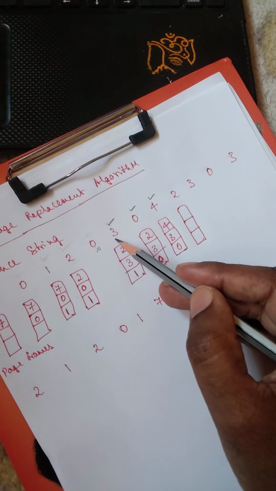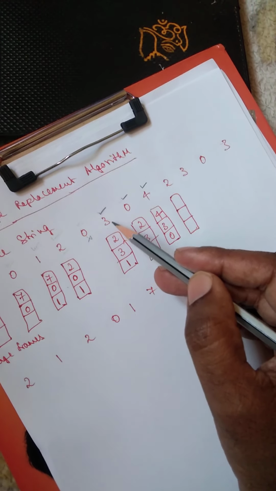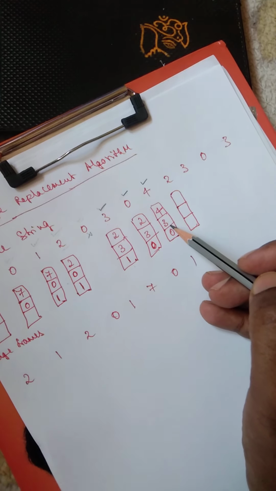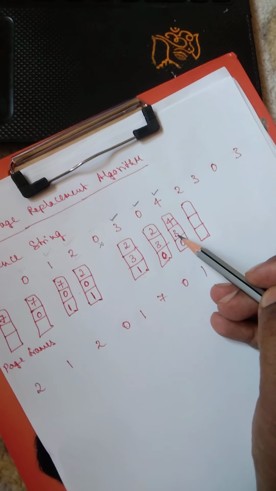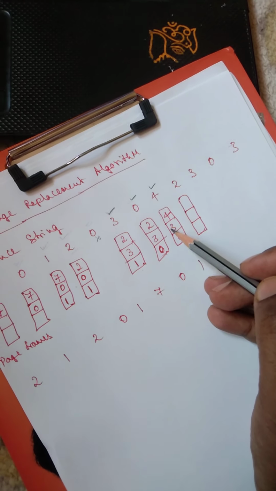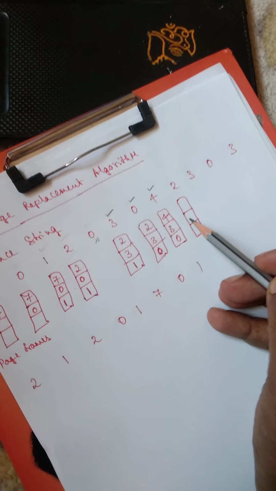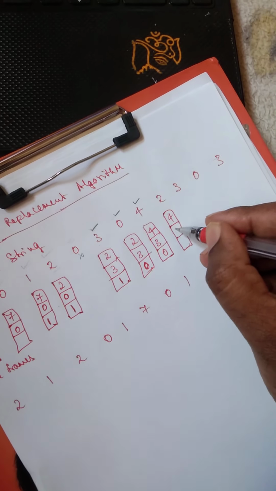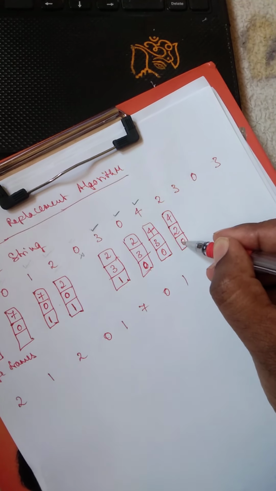Among the available frames, which is the first one which has entered into this page table? 3 is the first page frame that has arrived into the page table. So I need to select this as the victim and replace it with 2. So now 4 comes over here, 2 comes over here and 0 comes over here.